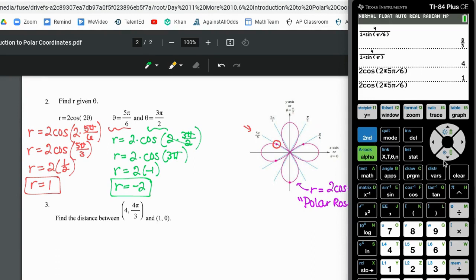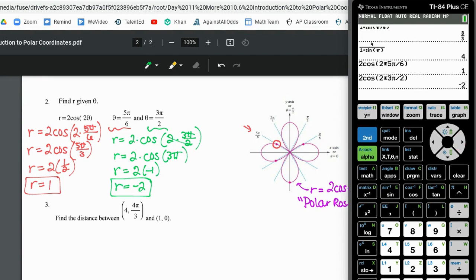So I'm going to hit second and enter, and I'm just going to change 5 pi over 6 to be 3 pi over 2. And if we do it correctly, then we should get -2 as our answer. So now I've confirmed from the calculator that I did do the work correctly by hand.